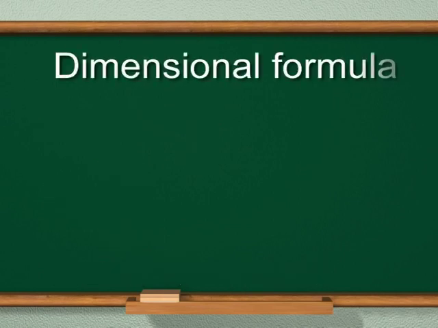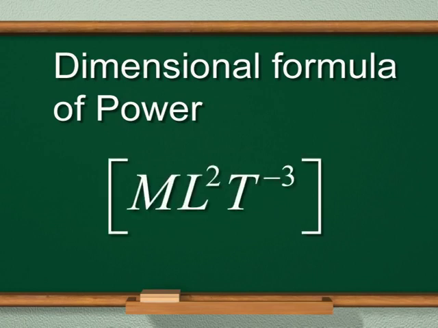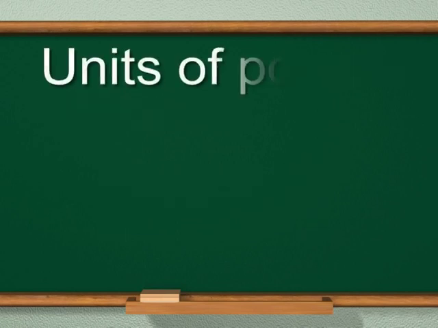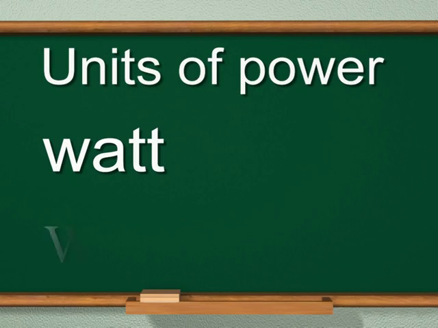The dimensional formula of power is M L^2 T^-3. The absolute unit of power in SI is the watt, denoted by W.